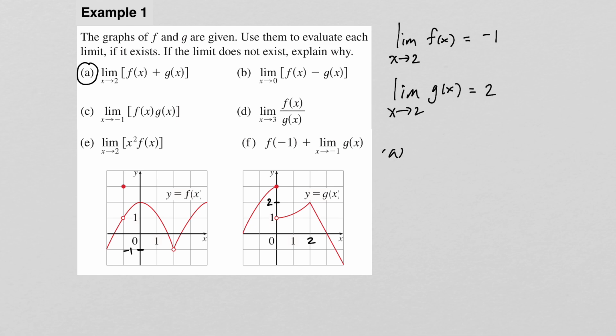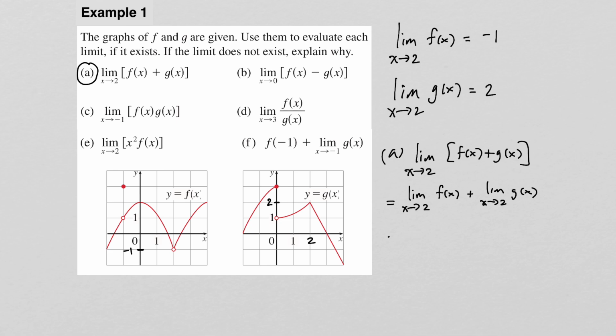So now in part A, they want us to find the limit as x approaches 2 of f of x plus g of x. And we know that if the independent limits exist, this is going to be the same as the limit as x approaches 2 of f of x plus the limit as x approaches 2 of g of x. And we know what these are because we just calculated them. So the limit of f of x as x approaches 2 is -1 plus the limit of g of x as x approaches 2 is 2, and -1 plus 2 is +1.